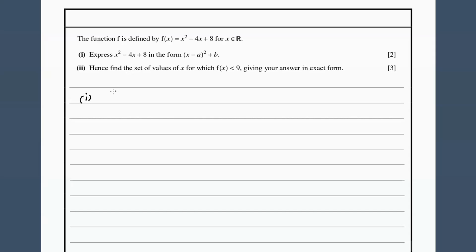Okay, they say we have x squared minus 4x plus 8, and they want it to be in this form, so we're basically completing the square. So we'll be having x minus 2 squared minus 2 squared plus 8, and this will be equal to x minus 2 squared, and that's minus 4 plus 8, which is just 4. So we have it like this.